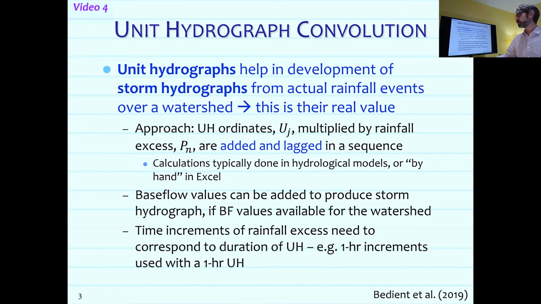Base flow values can be added to produce a storm hydrograph rather than just a direct runoff hydrograph if the base flow values are available for the watershed. And finally, time increments of the rainfall excess need to correspond to the duration of the unit hydrograph. In other words, we need to have 1 hour increments of rainfall excess if we have a 1 hour unit hydrograph.